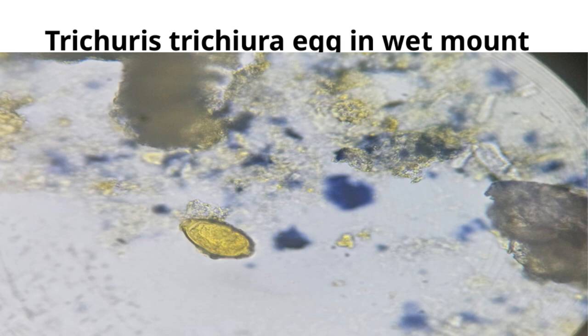Recognizing these features is crucial because Trichuris trichiura, or whipworm, is a common intestinal parasite that can cause trichuriasis. In the context of our overall discussion on parasitic infections, understanding how to identify these eggs is fundamental for accurate diagnosis and effective treatment. So, whenever you're examining stool samples, keep an eye out for these distinctive eggs. They're a vital clue in the diagnostic process.